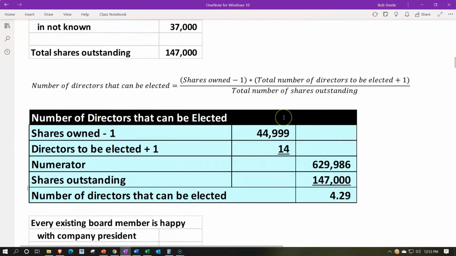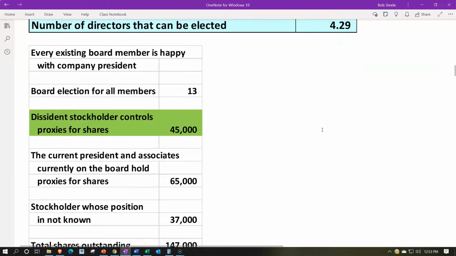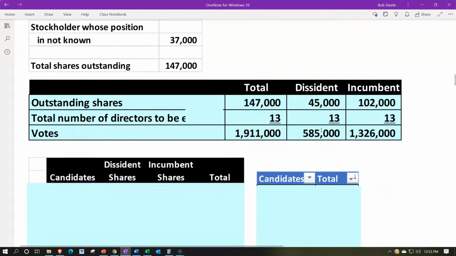Now, we can't elect, obviously, a partial board member, 29% of 1. So we have to drop the decimal in essence. So we're looking for that we could elect. Let's think that through and think about what might happen in our scenario to see what that would look like.